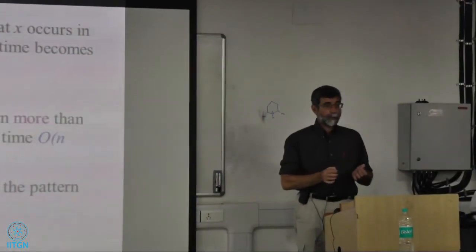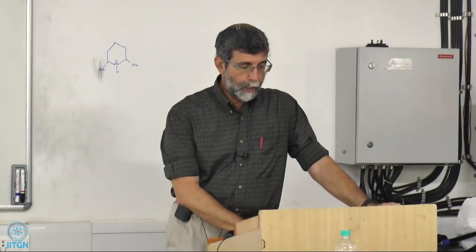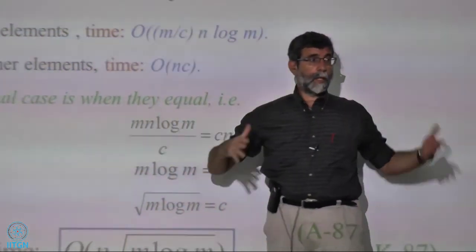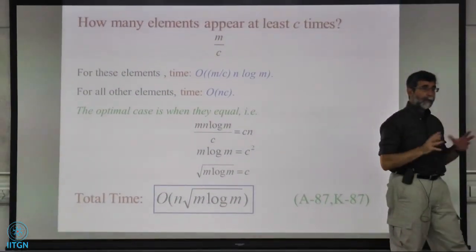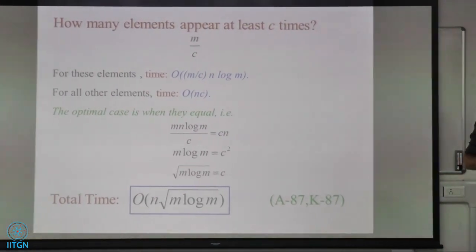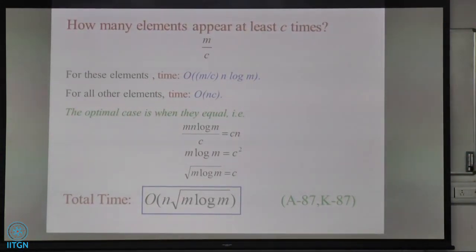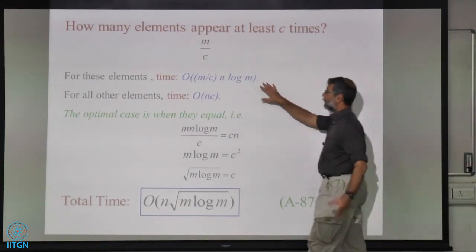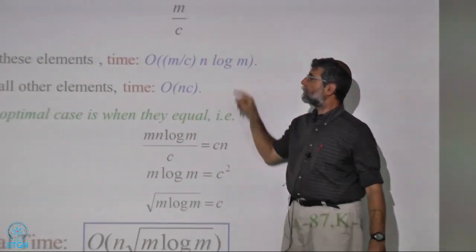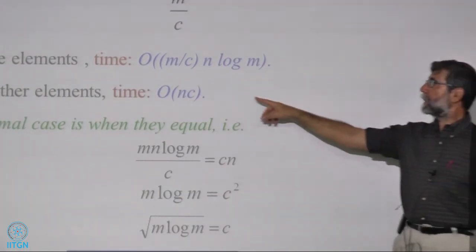So now we have to figure out what is this c, what is this threshold. But that's easy to do, because how many elements appear at least c times? It's m divided by c. You can't have more than that. If every single element appears exactly c times, you have m over c elements. If some of them don't appear, or if some of them appear more, you're going to have less. But this is the maximum that you can have. So for these elements, the time is definitely O of m divided by c times n log m. For the others, we know that the time is O of n times c.